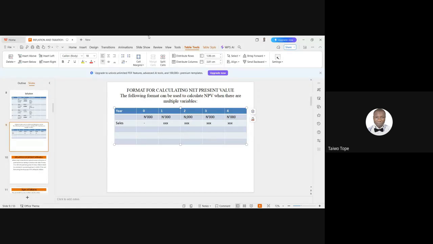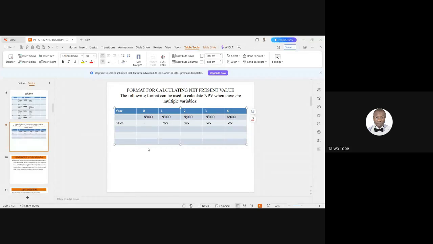It is at this point you should know what relevant cash flows are. Because it's not every figure you see in a question that you just put when trying to solve. What are relevant cash flows? I've explained this before. I will explain that again because this is very important. Once you don't know what relevant cash flows are, that is it.